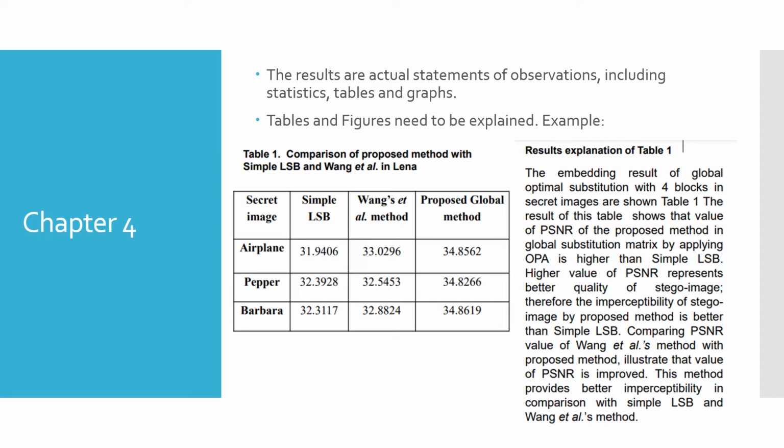And then, therefore, what is the implication? Therefore, the imperceptibility of stego image by the proposed method is better than simple LSB. Then you give some conclusion here: comparing the PSNR value of Wong's method with the proposed method illustrates that the value of PSNR is improved. This method provides better imperceptibility compared with simple LSB and Wong's work.